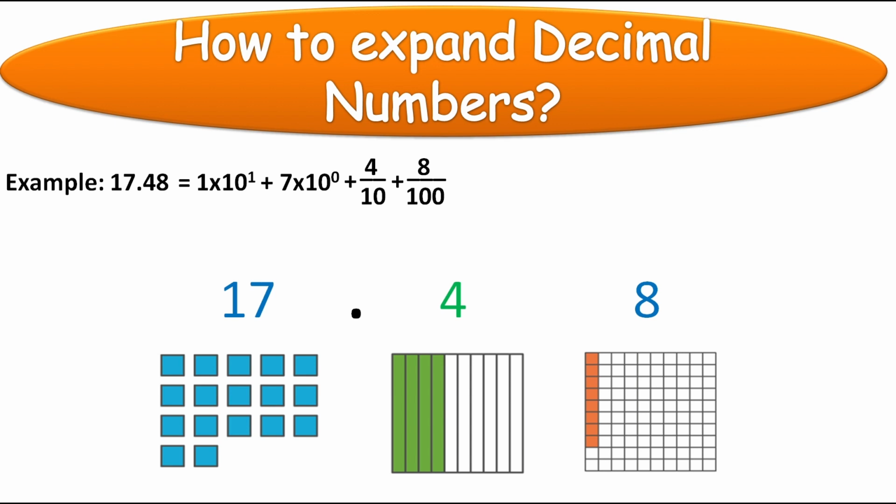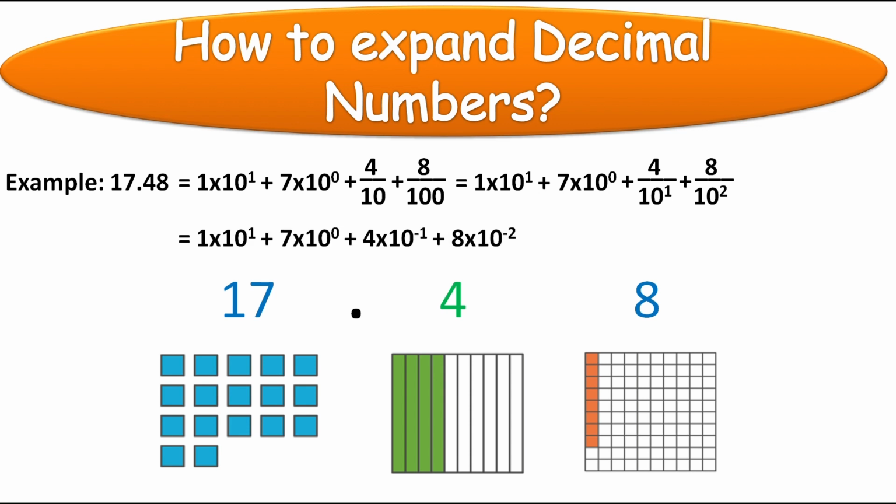We can expand it this way, or else we can write it as 1 into 10 raised to 1 plus 7 into 10 raised to 0 plus 4 upon 10 raised to 1 plus 8 upon 10 raised to 2. Or else we can write it this way also: 1 into 10 raised to 1 plus 7 into 10 raised to 0 plus 4 into 10 raised to minus 1 plus 8 into 10 raised to minus 2.